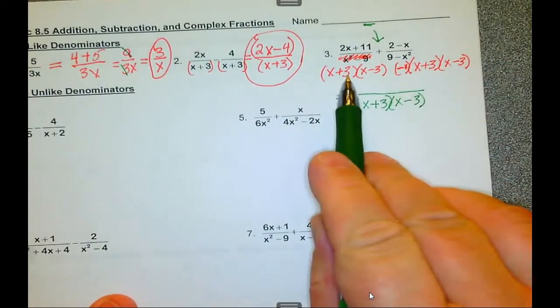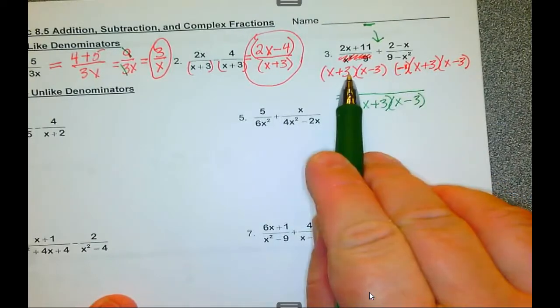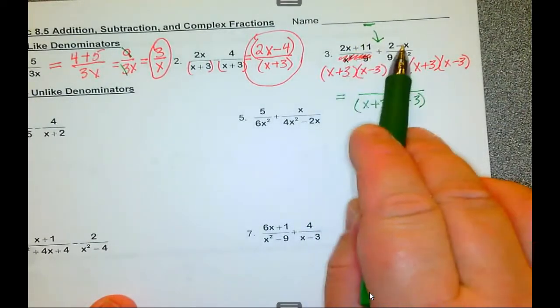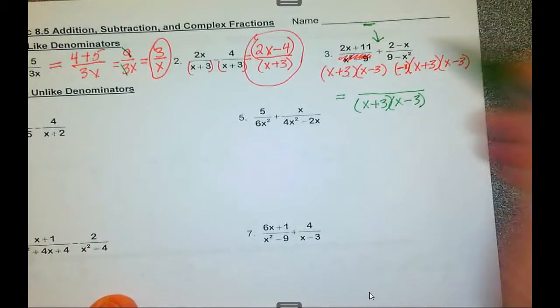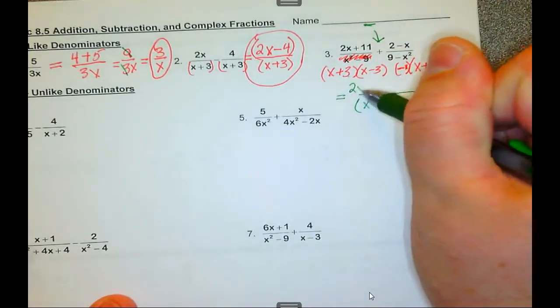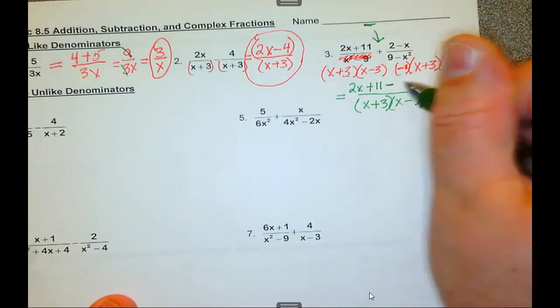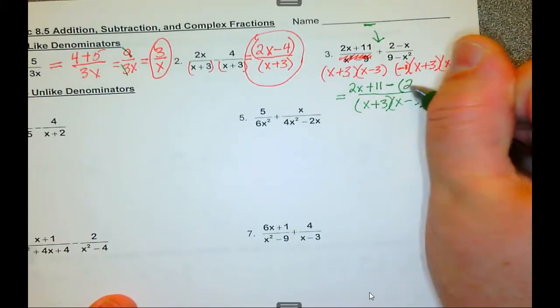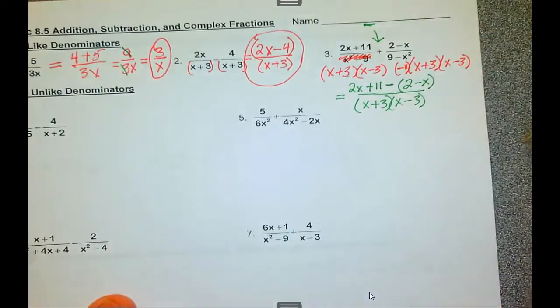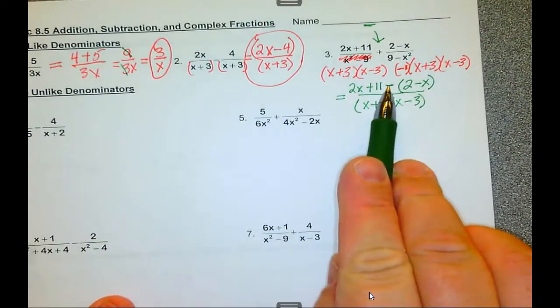Okay, since they both have a common denominator, I'm just going to go ahead and subtract the numerator. So I have 2x plus 11 minus the quantity 2 minus x. Always put parentheses after a minus sign, right?